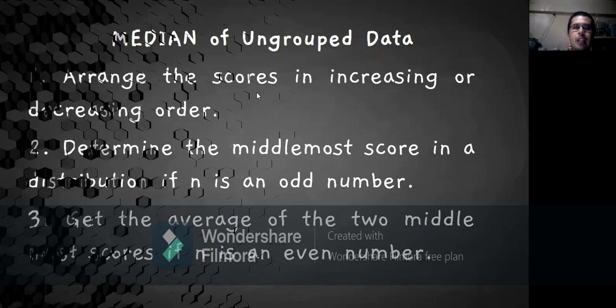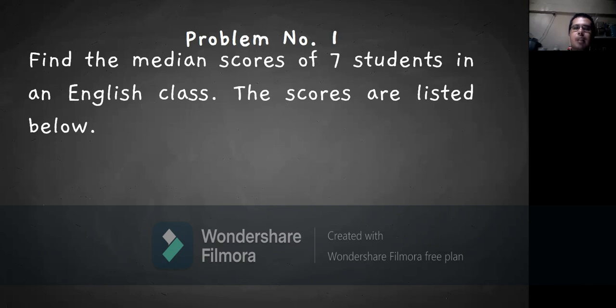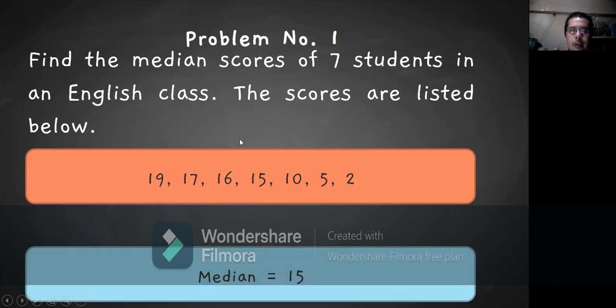Okay, so let's have the first example. Find the median score of 7 students in an English class. The scores are listed below. We have 7 students, so n is 7, which means it's an odd number, so we just get the middle. So the median is 15.